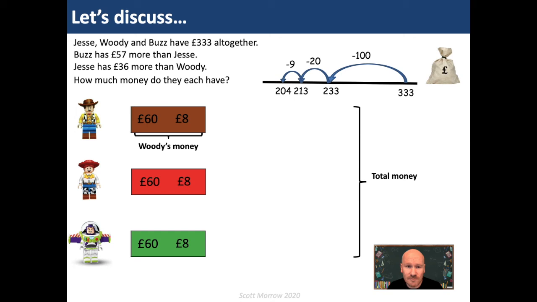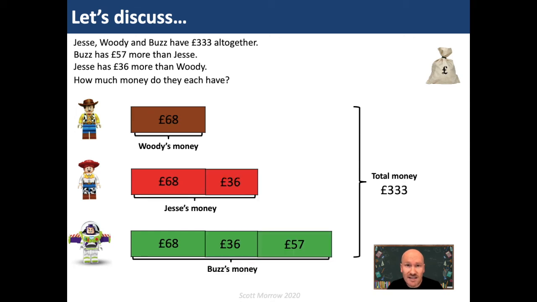£68. Now I know that Woody has got £68, Jessie has got that £68 plus an extra £36, which means she's got £104, and Buzz has that £104 plus an extra £57, which means that Buzz has £161 altogether. And I can double check that by making sure that those 3 amounts add up together to make the £333.